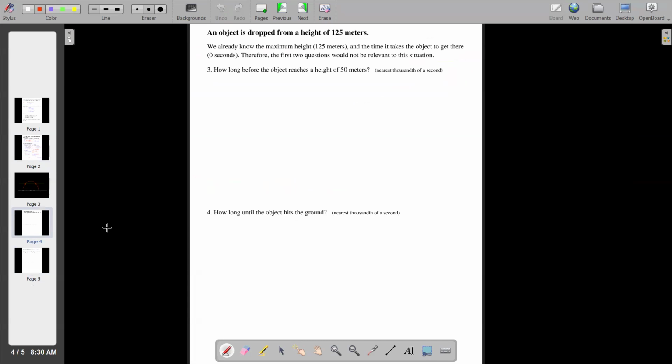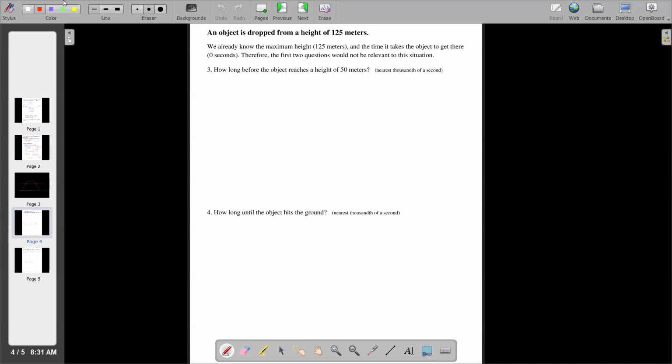So this time an object is just dropped from a height of 125. It's maybe on a tower, side of a building, could be a ball, something like that. I don't know what it is. It's an object. So we already know the maximum height, 125 meters, and the time it takes to get to that maximum height. So questions 1 and 2 don't apply. You agree? Why would I ask you what's the maximum height? You're like, duh, it's 125. It's not going to go upwards. I dropped it. So questions 1 and 2, you'll notice, are not on this page, but we do have questions 3 and 4. So how long before the object reaches a height of 50?